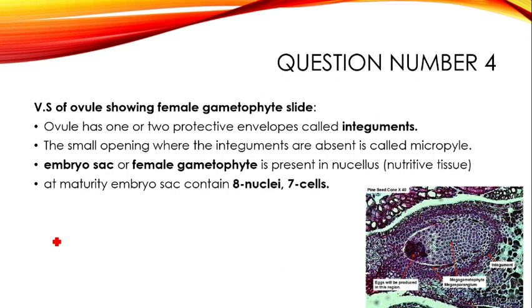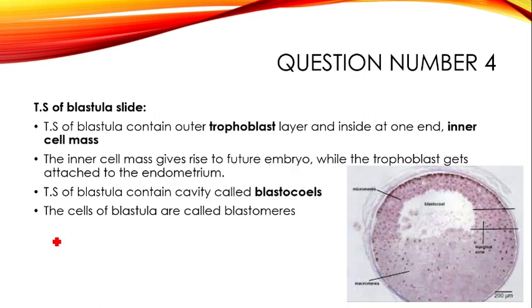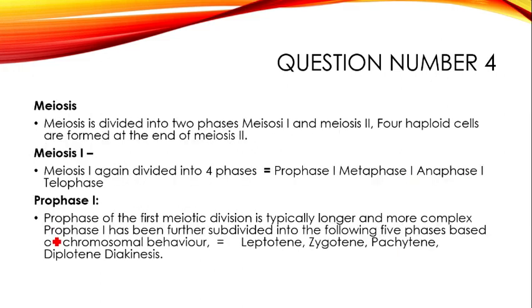You may read in chapter number 2, anatropous ovule. That slide only you can see like this. Okay, for identification, you can write apart from that 2 reasons. Here I have given 4 reasons, but you can write only 2 or 3 reasons. Then this is the TS of blastula slide. Here also for identification 1 mark, for writing reasons 2 marks.